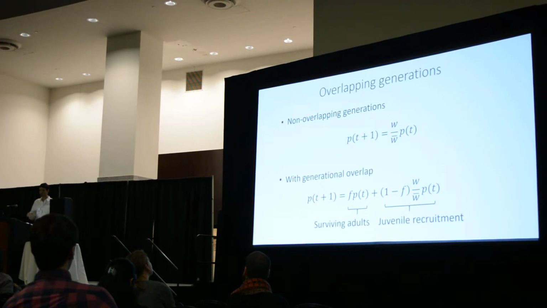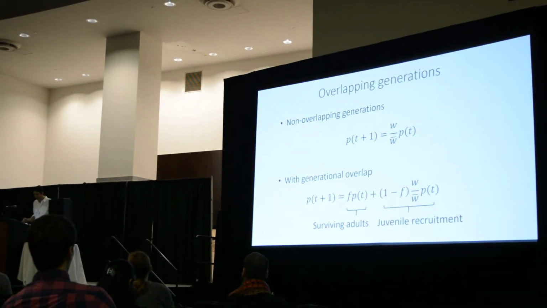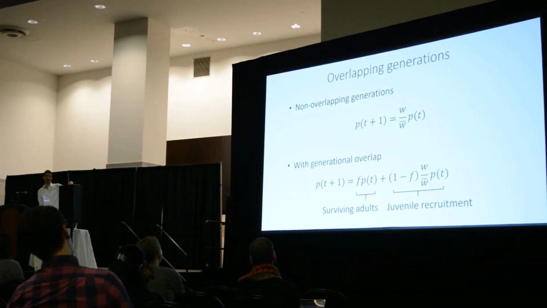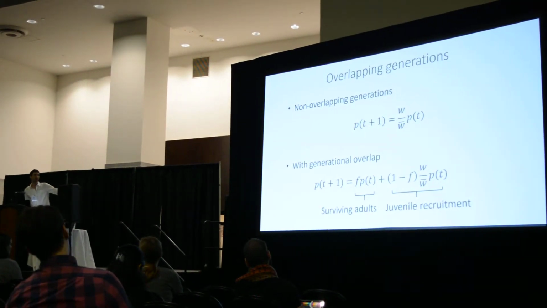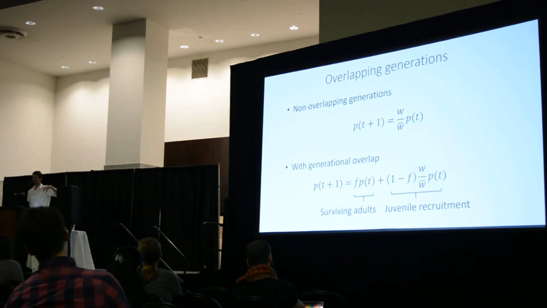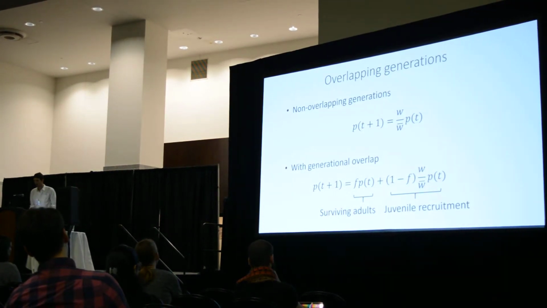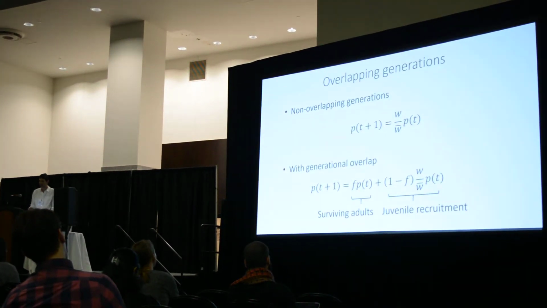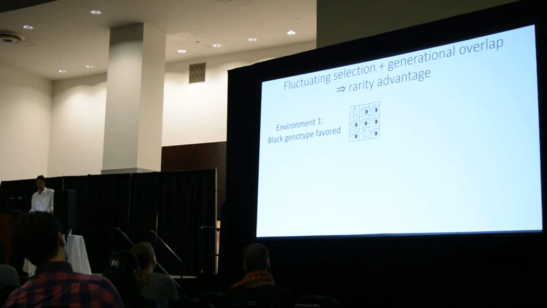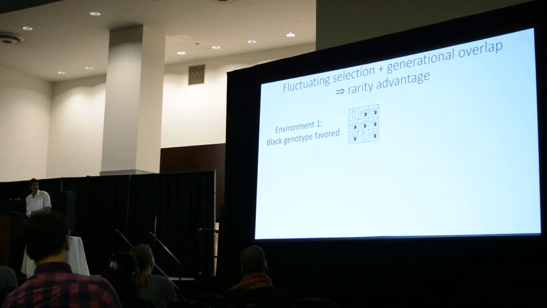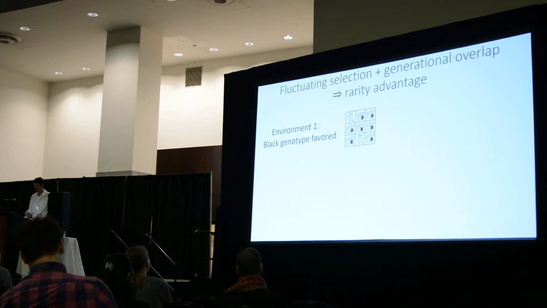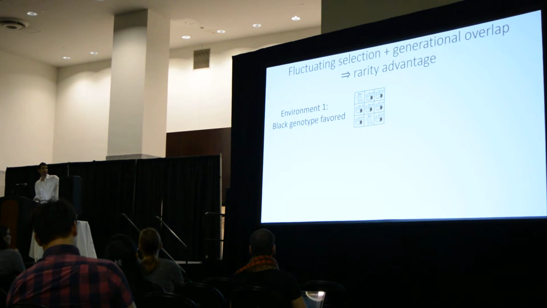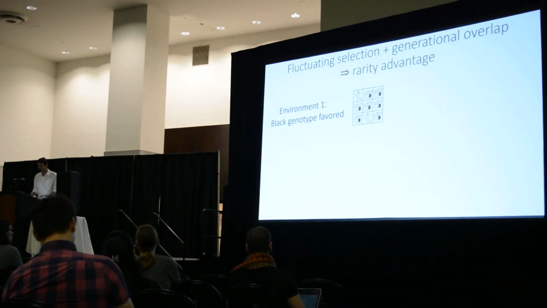Now if you have adults persisting through time, you sort of split your selection equation into a part of these old fogies sticking around, and the juvenile recruitment part where all of your selection is happening. And this actually fundamentally changes the dynamics in a way that gives you negative frequency dependence. To demonstrate this, I'm going to go through a little cartoon simulation quickly. So this grid represents a population that's at carrying capacity. We're starting in an environment where the black allele is favored, so the happy black fly is there.